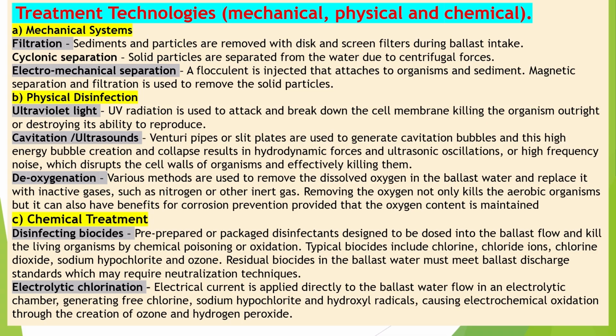Electrolytic chlorination. Electrical current is applied directly to the ballast water flow in an electrolytic chamber, generating free chlorine, sodium hypochlorite, and hydroxyl radicals, causing electrochemical oxidation through the creation of ozone and hydrogen peroxide.